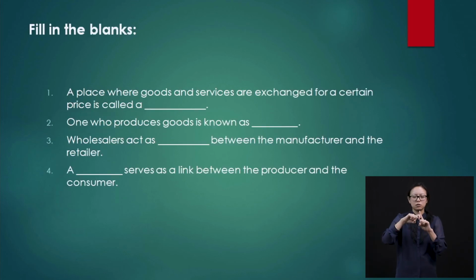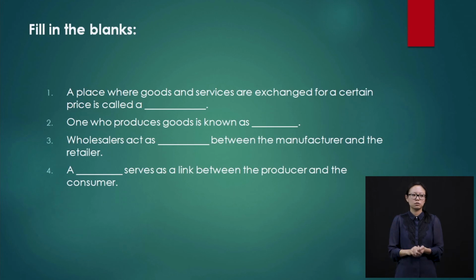So, let's go on to revising what all we have learnt. Fill in the blanks. A place where goods and services are exchanged is called, of course, a market, and that's our learning topic also. One who produces goods is known as a producer. The third one, wholesalers act as a dash between the manufacturer and the retailer. So, an intermediary or a middleman.